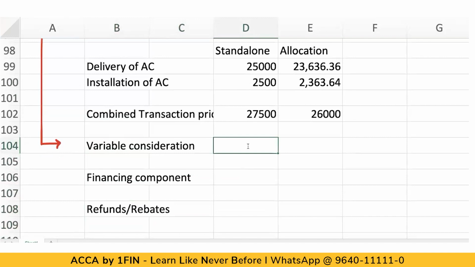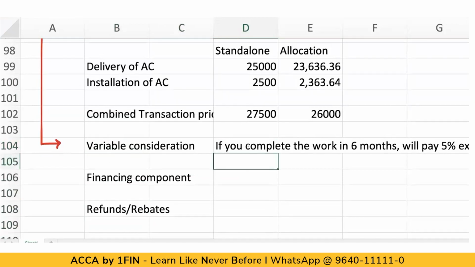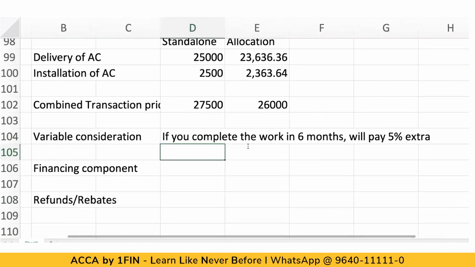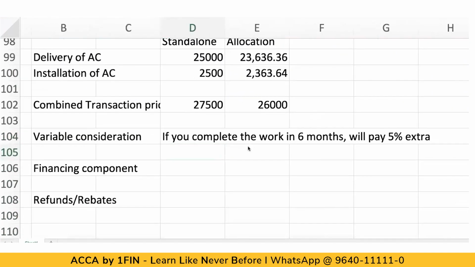The customer says, if you complete the work in 6 months, I will pay 5% extra. So this is a variable consideration. What we are saying is that if you complete the work within 6 months, we will pay 5% extra. Now, this 5% extra should be recognized when you feel that yes, the work could be completed and the amount would be receivable. Okay. Then there is the financing component.